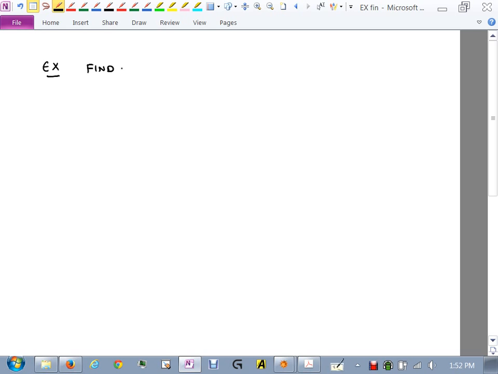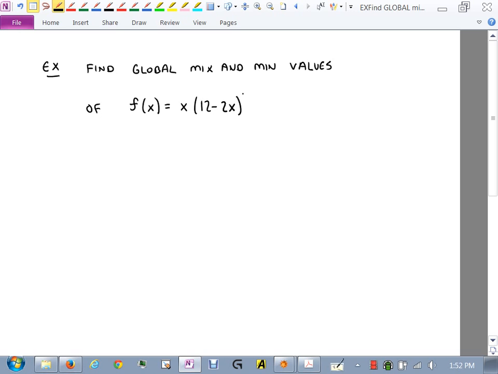Find global max and min values of f of x equals x times (12 minus 2x) squared on the interval [0, 6]. God, this is going to be fun. I think you're going to like this.